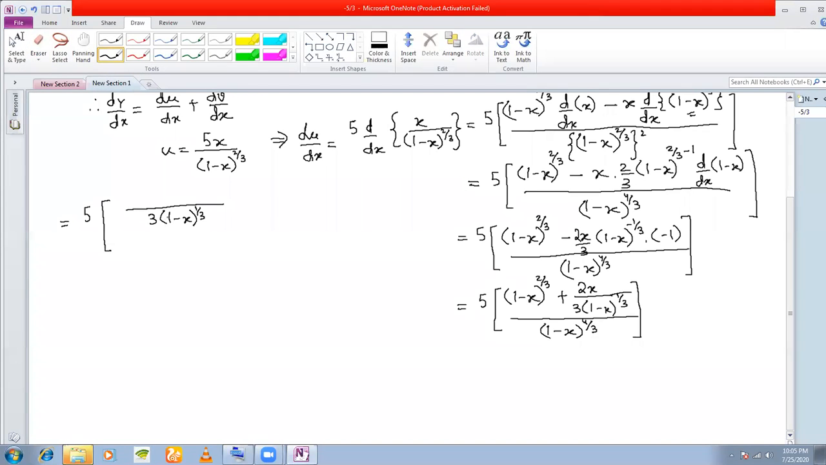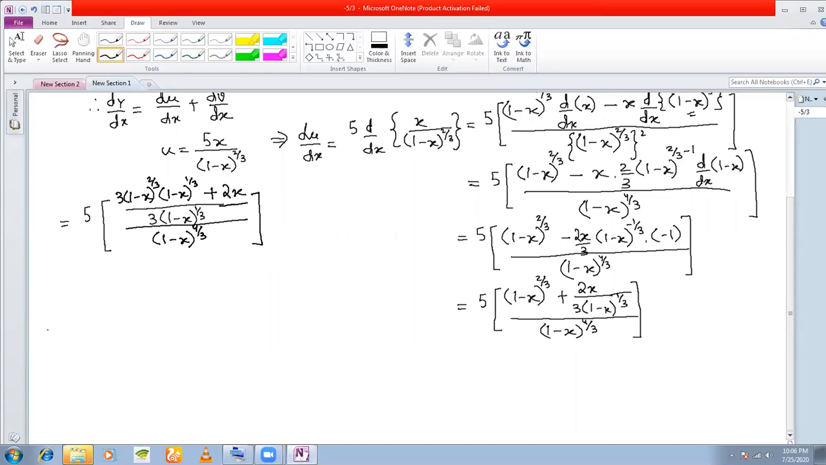LCM is 3 (1 minus x) to the power of 1/3. So this becomes (1 minus x) to the power of 2/3. This 3 will be there into (1 minus x) to the power of 1/3. You understood this step? Now see, the powers will add to give you a power 1, right? So plus 2x. This whole divided by (1 minus x) to the power of 4 by 3.